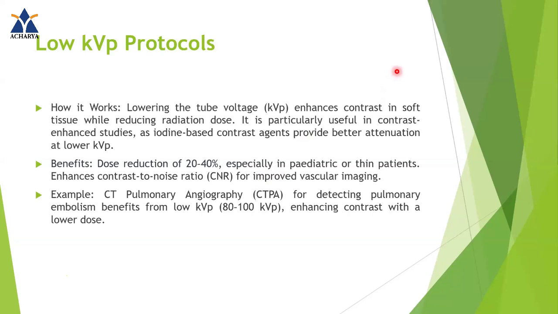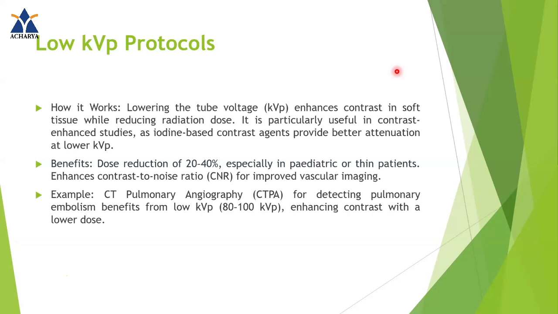KVP is not directly proportional to the radiation dose, whereas MAS is directly proportional to radiation dose. So reduction in KVP reduces the radiation dose only by up to 20 to 40%, whereas reduction in MAS reduces the radiation dose by up to 50%. Lower KVP protocols are especially used for pediatric patients or thin patients. In pediatric patients, all the organs are not completely developed, so you need very good contrast resolution to make sure that no minimal pathology or small lesion is missed.